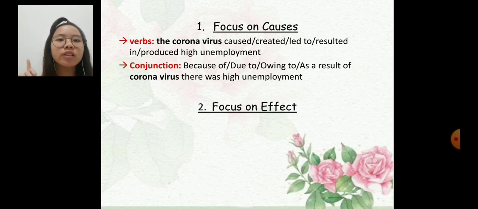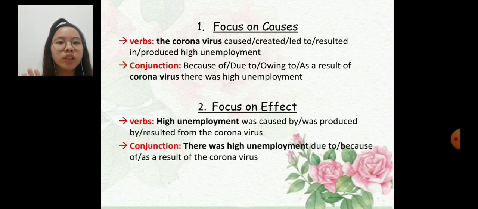But let's see the focus on effect. The verb version here is: high unemployment was caused by coronavirus. And for the conjunction, the example is: there was high unemployment because of the coronavirus. So the subject that we focus on here is the effect. It is about the high unemployment.